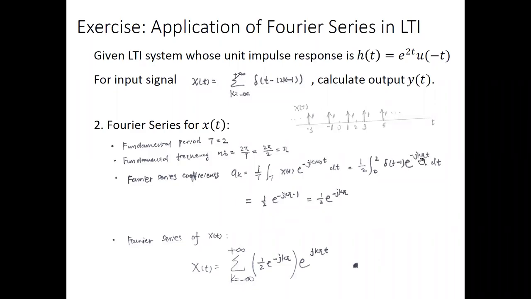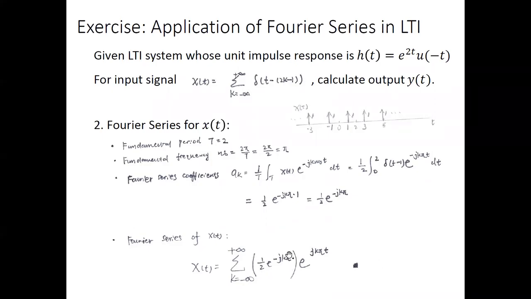Times exponential minus jk omega 0 t, where omega 0 equals pi, dt. And for this kind of integral, we know that it is just replace this t in exponential minus jkt with where the impulse occurs. In this case with 1, so exponential minus jk pi. And the rest of the integral is just 1. So 1 divided by 2 times exponential minus jk pi. And this is the a_k of the Fourier series of x of t.